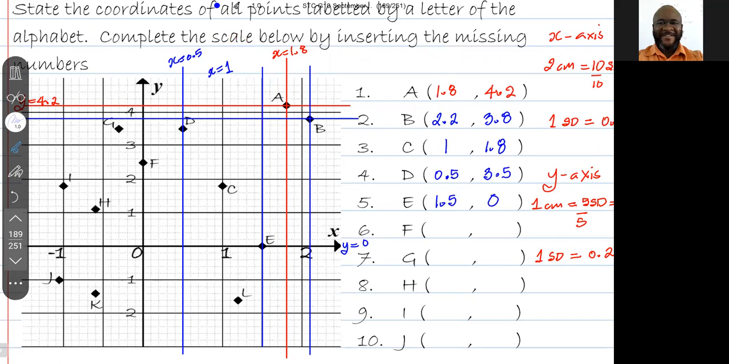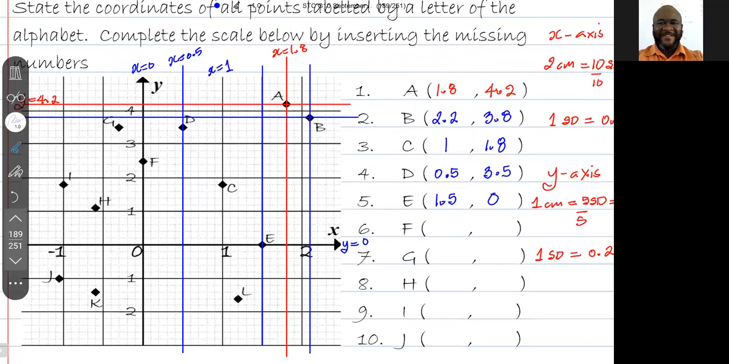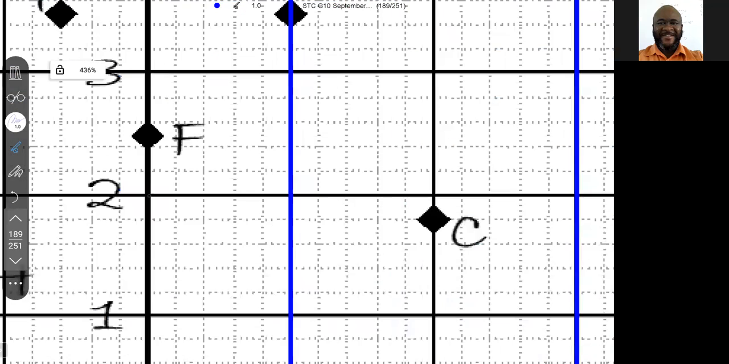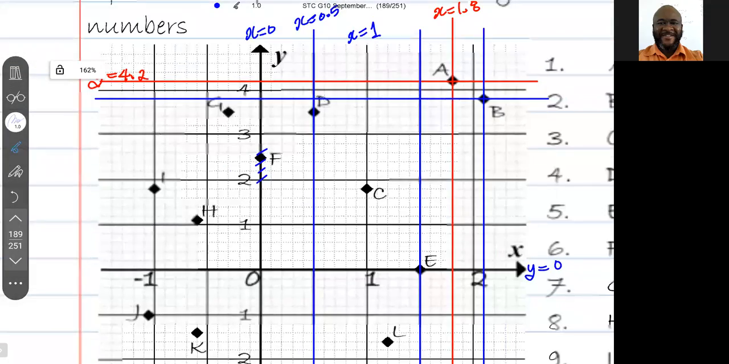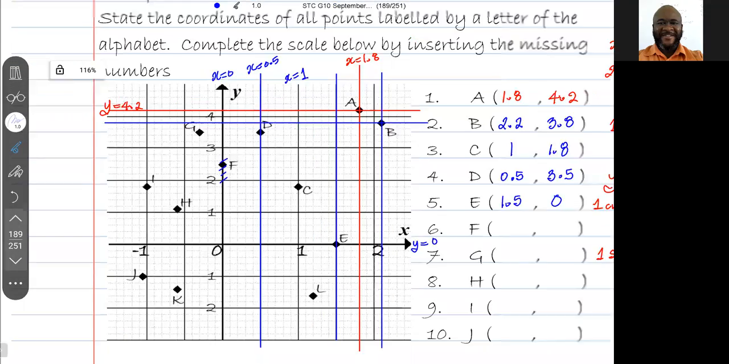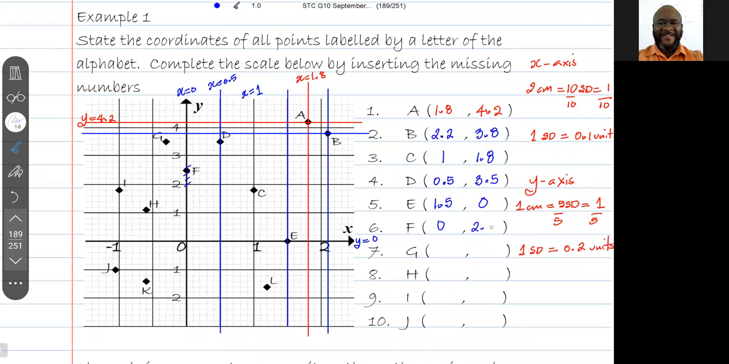F. F is on the vertical line, the y-axis, which is the line x is equal to 0. And it's on the horizontal line. This is 2, 2.2, 2.4, 2.6. It's between 2.4 and 2.6. So that would make it 2.5. So F is the point 0, 2.5.